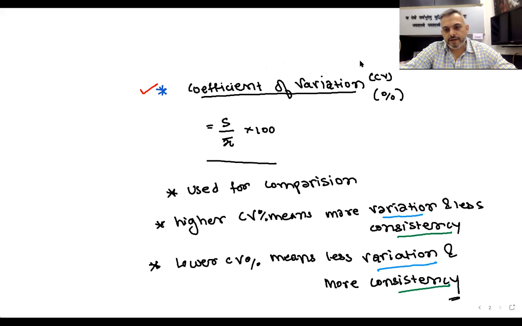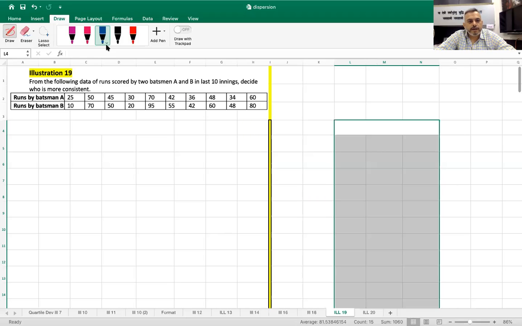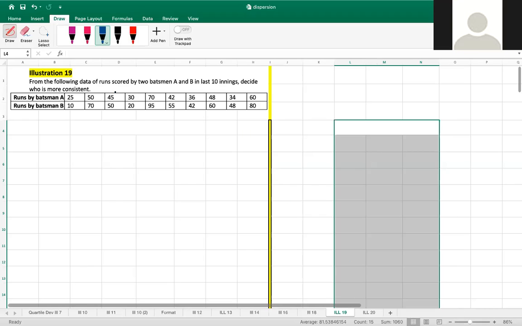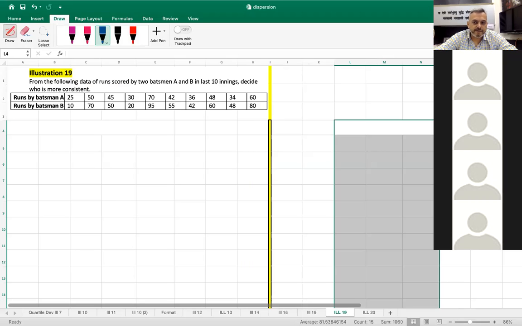So please write this, and then we go to illustration number 19. Illustration 19, page number 150. Now what is this sum all about? From the following data of runs scored by two batsmen A and B in last 10 innings, decide who is more consistent.